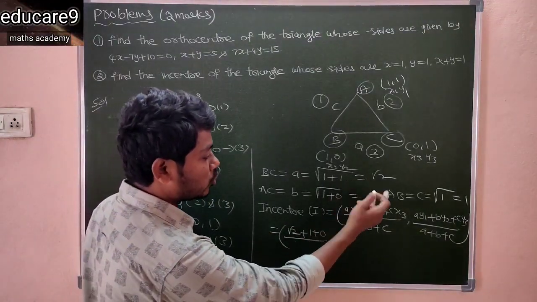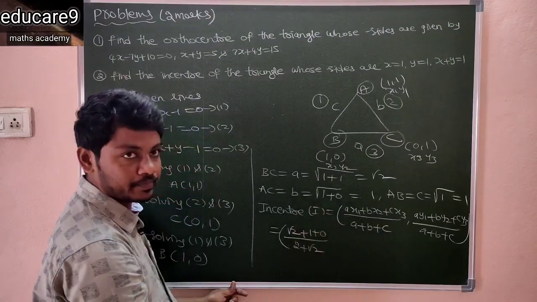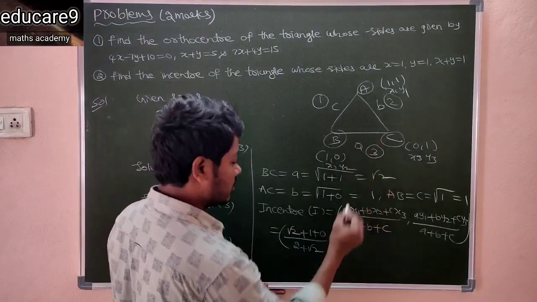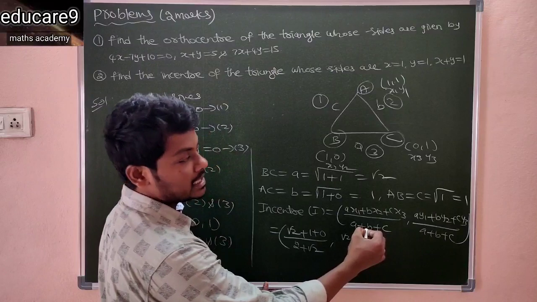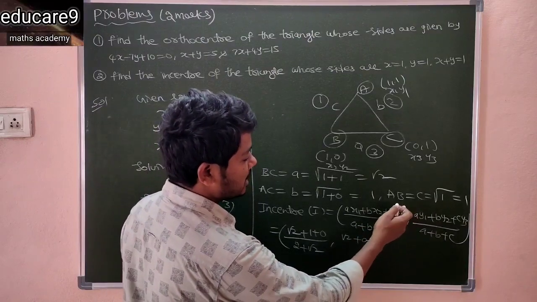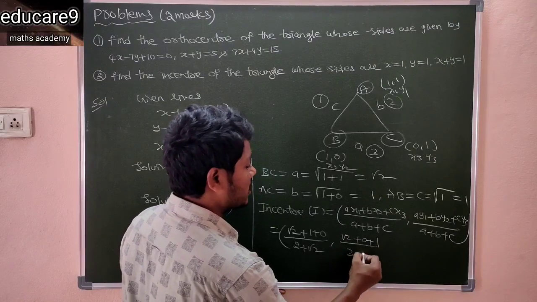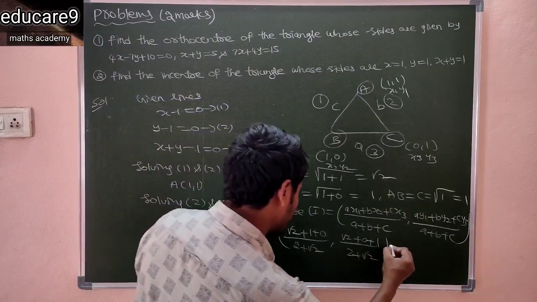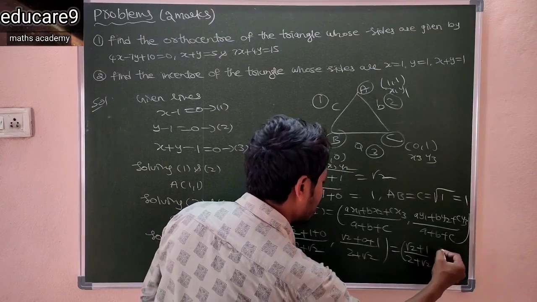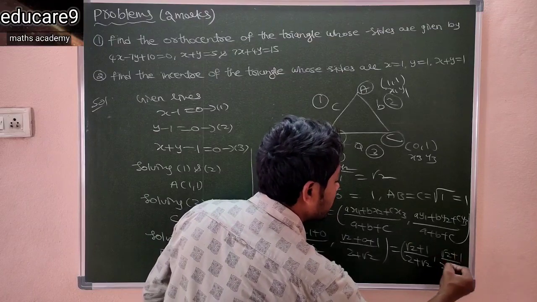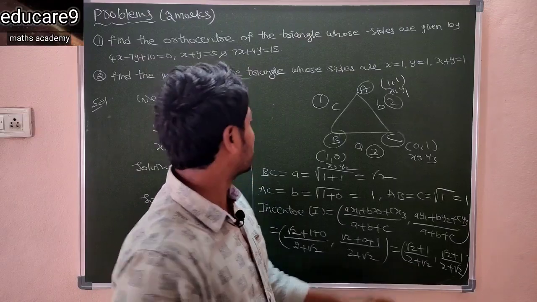So what do you get? Root 2 plus 1 plus 1, that is 2 plus root 2. ay1, that is root 2, plus by2, that is 0, plus cy3. So what is c? y3 is 1. So root 2 plus 1 by 2 plus root 2, comma, root 2 plus 1 by 2 plus root 2. Now in the denominator this 2 can be written as root 2 into root 2.